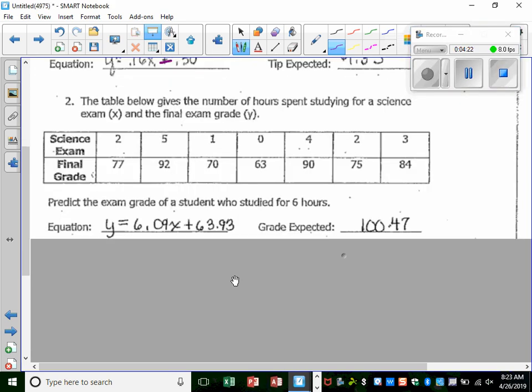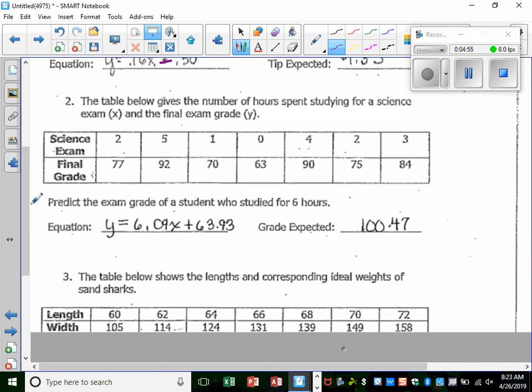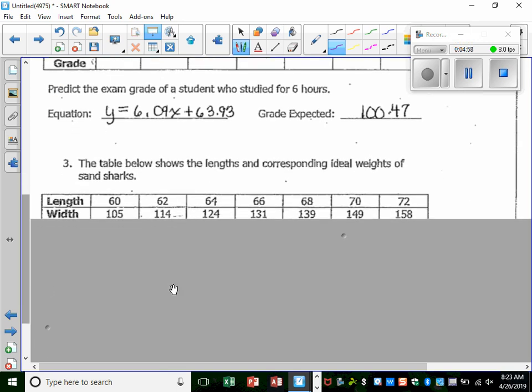This is what you should have when you finish: y equals 6.09x plus 63.93, and we're going to say, obviously, 100%. The relationship is that the more hours you study, expect to get a better score. That just makes sense. You would hope your score goes up, not down, if you're studying more hours. All right, we have one more.